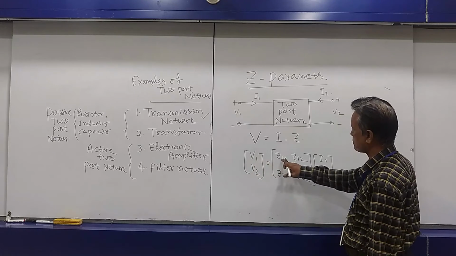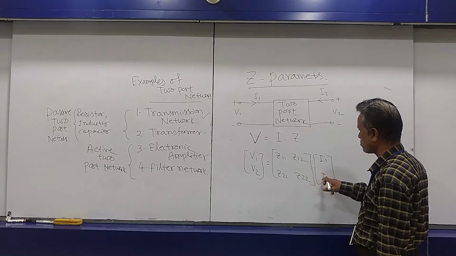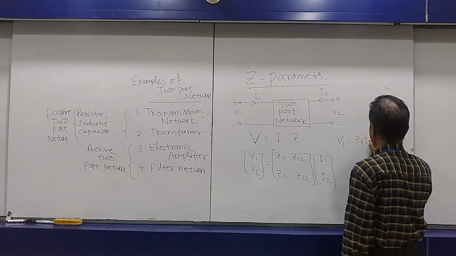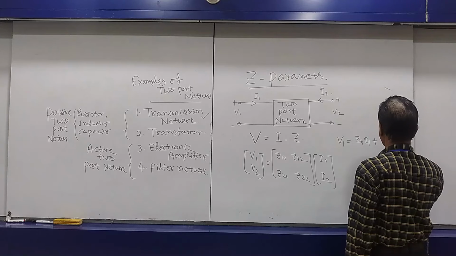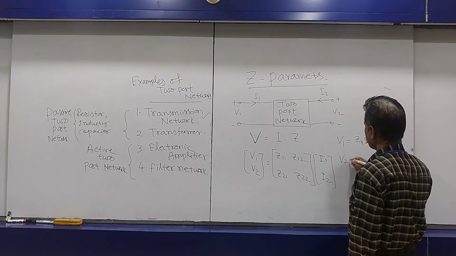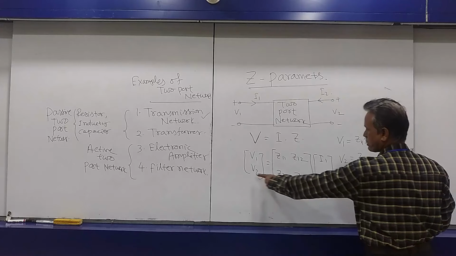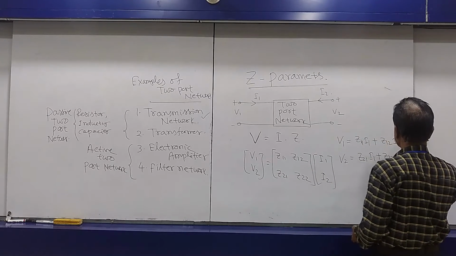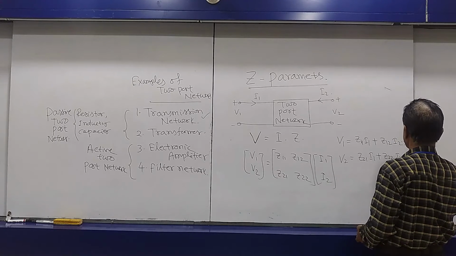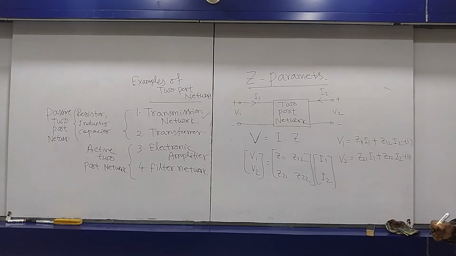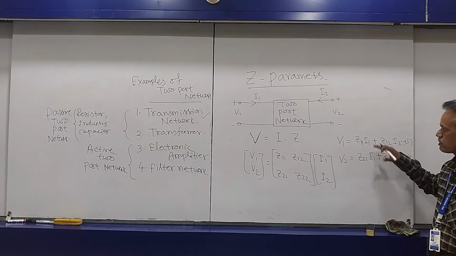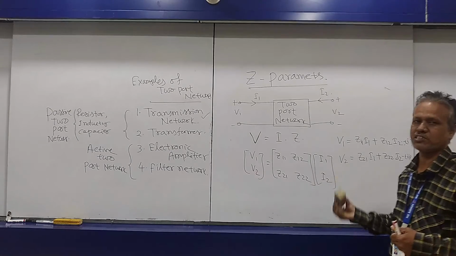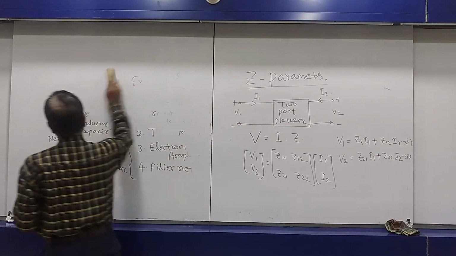So V1 is equal to Z11 I1 plus Z12 I2. Similarly, here V2 will be Z21 I1 plus Z22 I2. Suppose this is equation 1 and this is equation 2. From these two equations, one after another, we will determine the Z parameters. Okay? So how is it possible? Let us see.